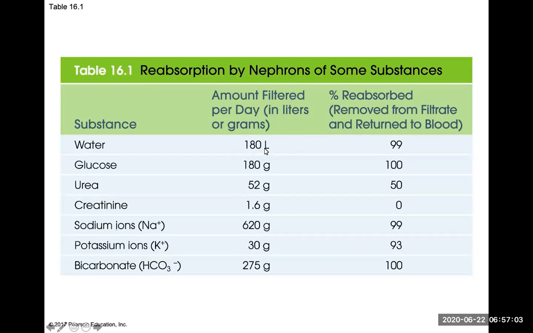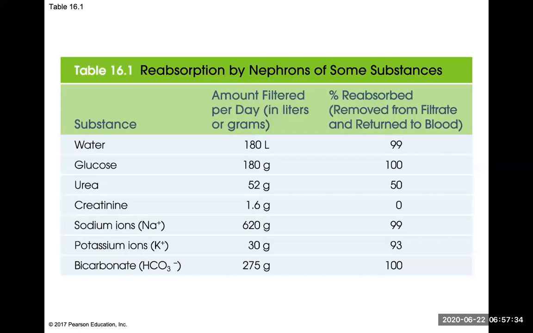So this shows you how much of a substance is filtered per day by the nephron. So 180 liters gets filtered a day in your kidneys, and then the percentage that's reabsorbed or removed from the filtrate and returned back into the blood. So creatinine is all excreted. Urea, about 50% is excreted. 100% of glucose is reabsorbed back into the blood, and 100% of bicarbonate ion is. So you shouldn't see glucose in your urine, that would be a sign of problem or concern, and most water is also reabsorbed back into the body.